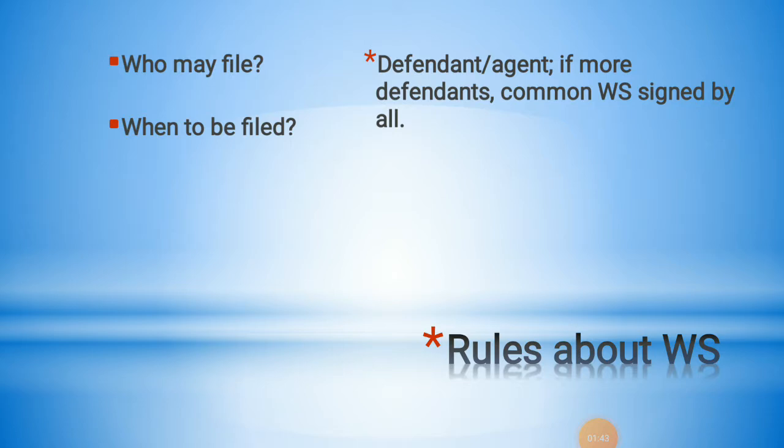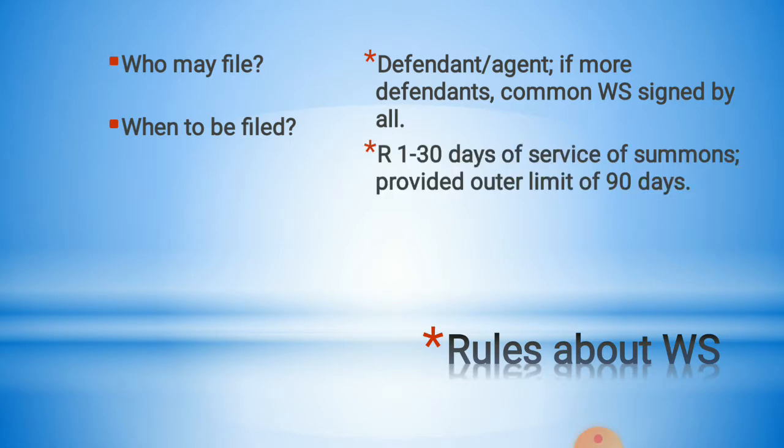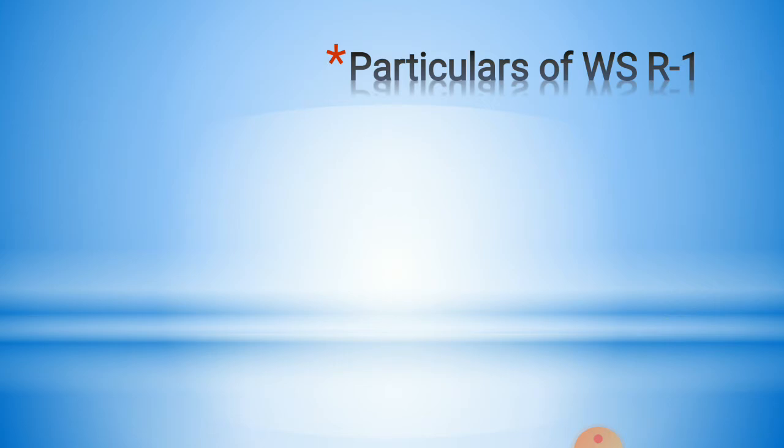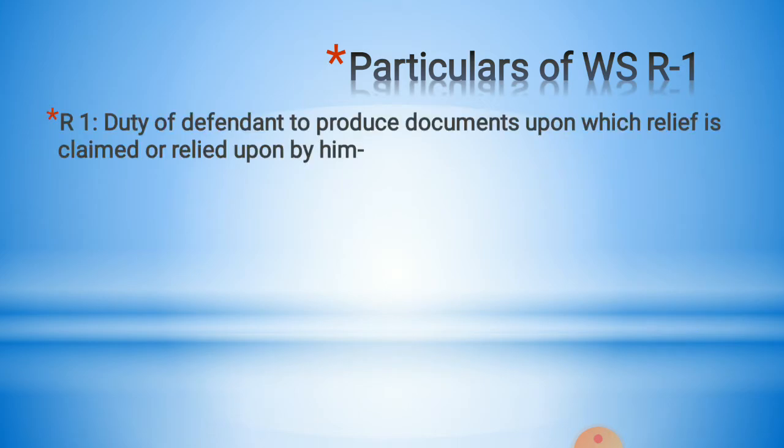Now, when shall the written statement be filed? Rule 1 says that after service of summons, the defendant shall submit his written statement within 30 days. However, this period of 30 days is extendable up to 90 days and not more than that. Therefore, we can say the defendant can submit his written statement within 30 days, and if he is unable to submit due to genuine reasons, in such circumstances, the court may extend the period but not more than 90 days.